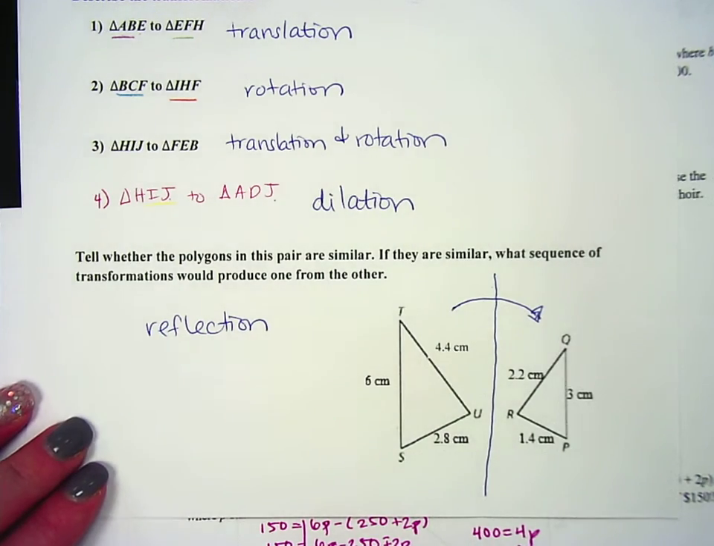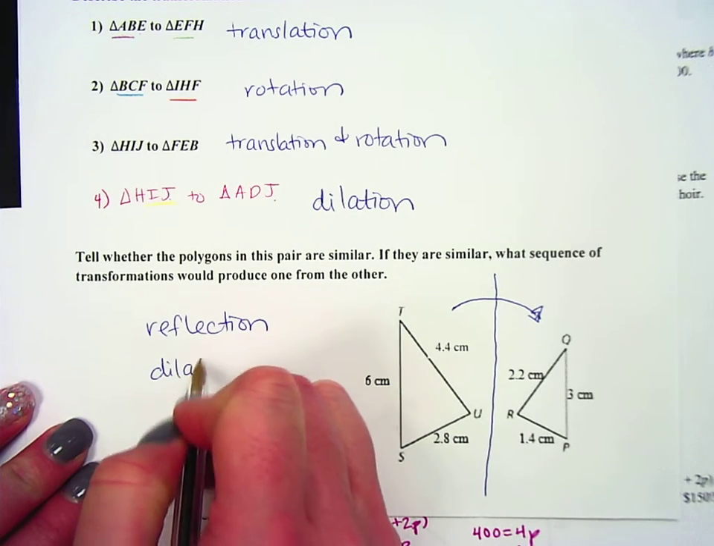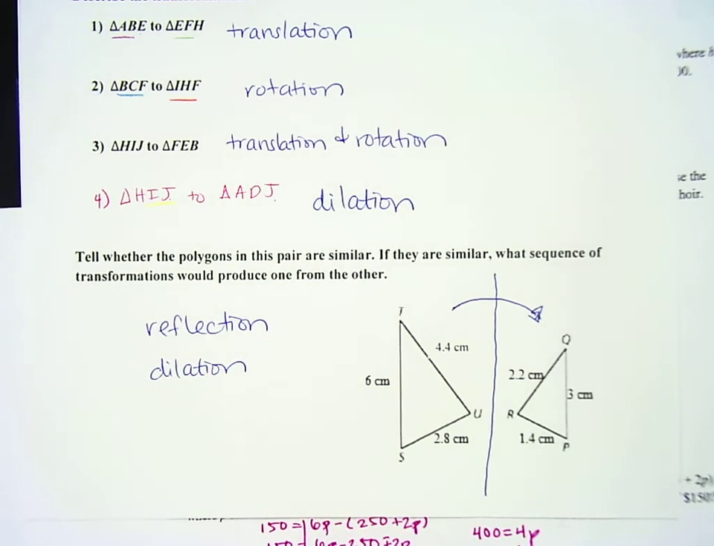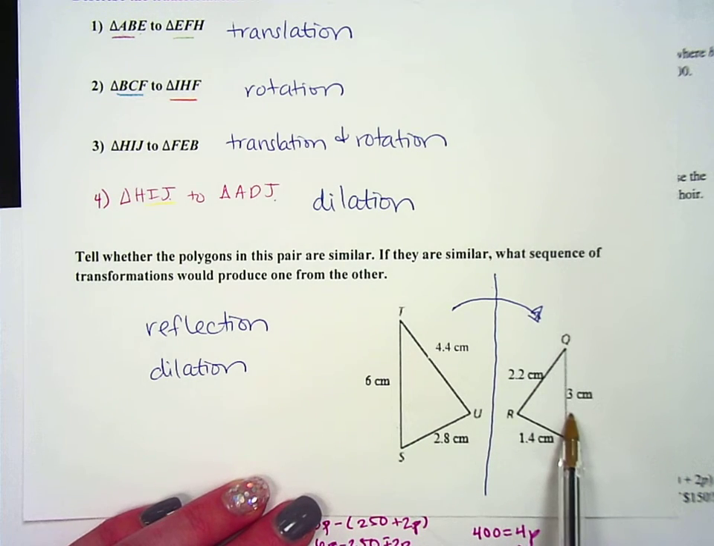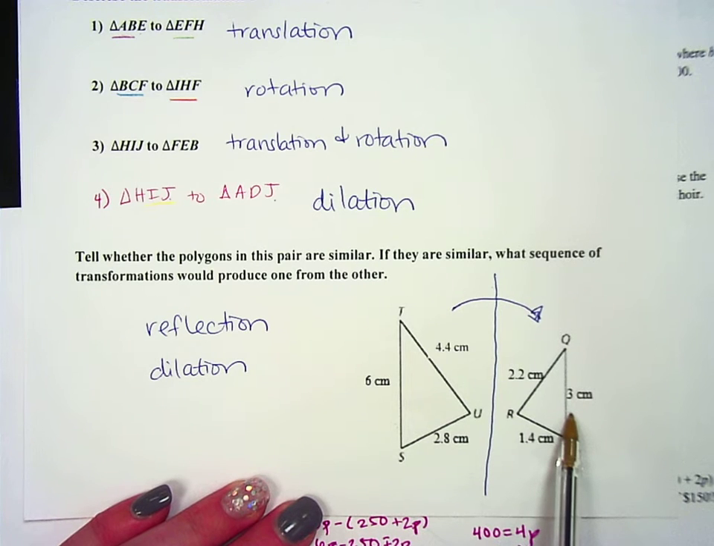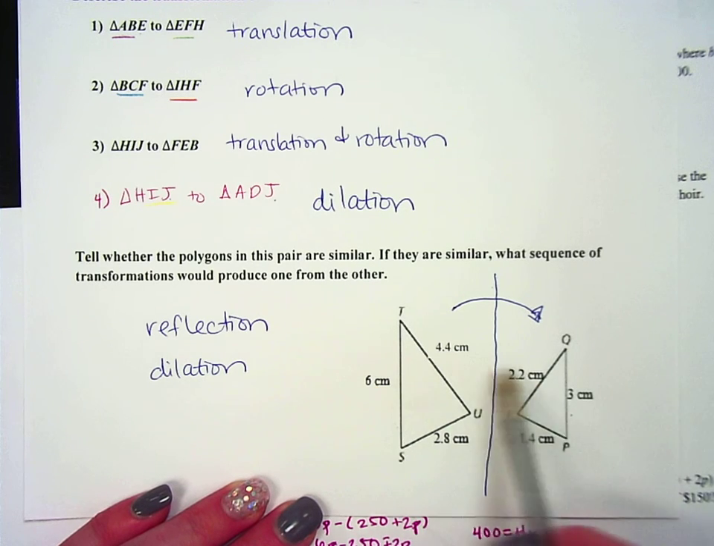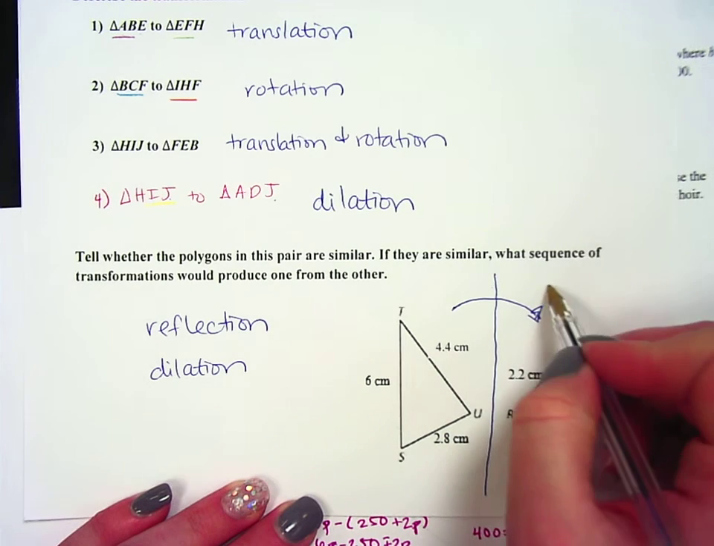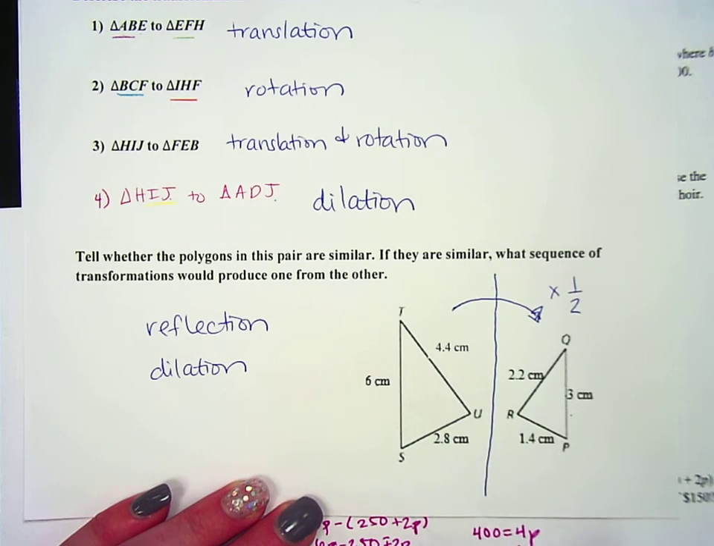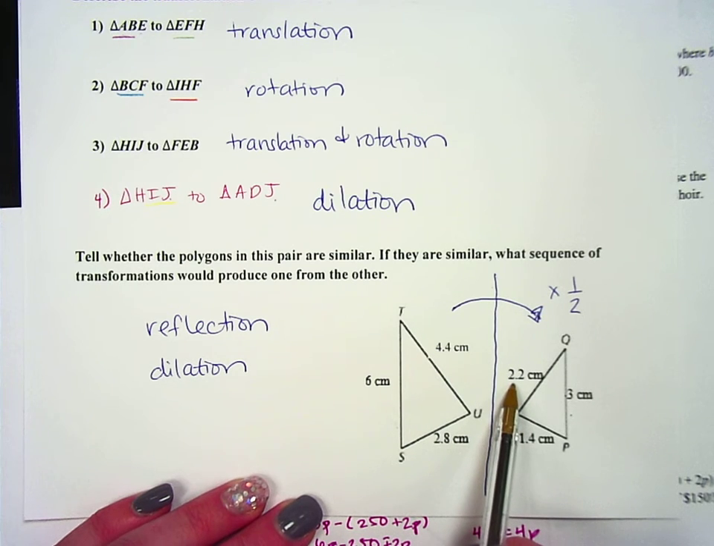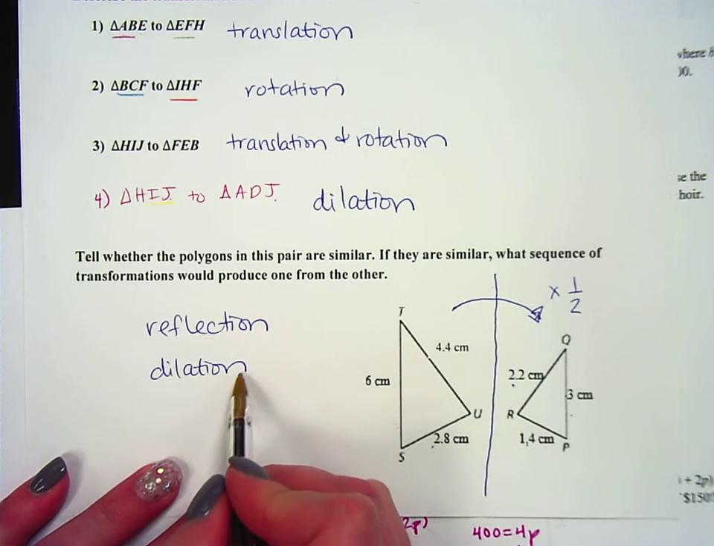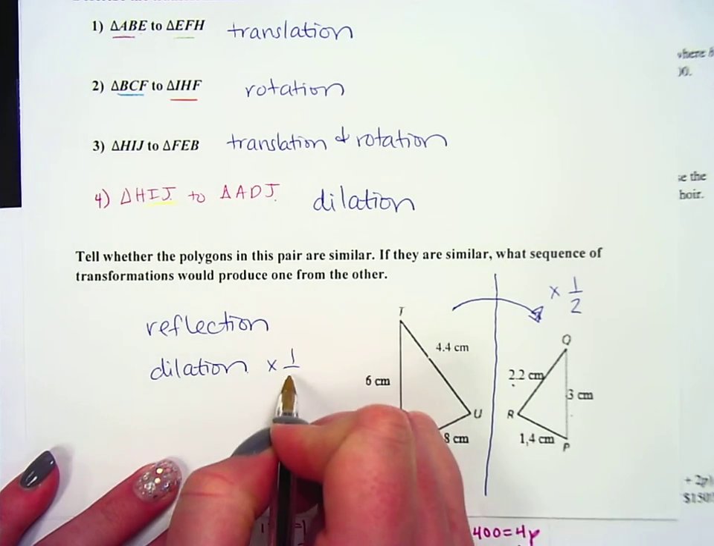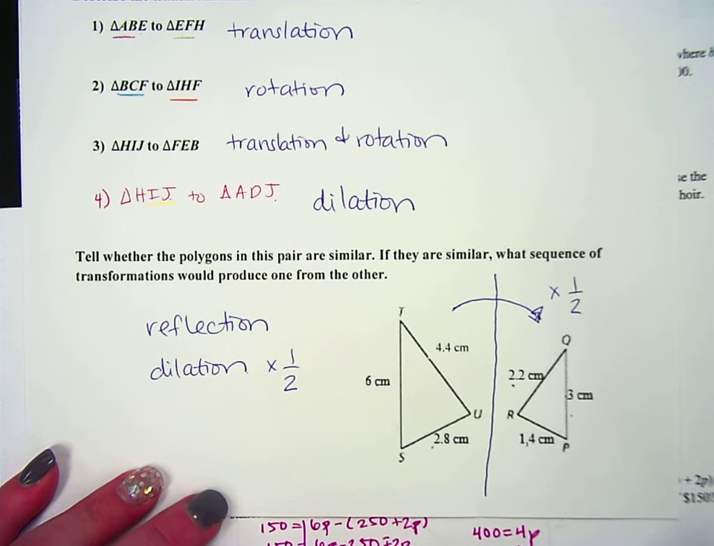But then I need to double check. Do I still have a scale factor? In which case it would be a dilation. And then I'm also going to look at my angles. So we're starting with the idea that it's a reflection. It got flipped over. Is it a dilation? Did all my sides get multiplied by the same thing? Well, if I'm going from 6 to 3, that's going to actually make it smaller. We're going to say take it times 1/2. From 4.4 to 2.2, that's also half as big. From 2.8 to 1.4, that's also half as big. So yes, this is a dilation. My scale factor is 1/2. Everything got shrunk. And it was a reflection because it got flipped over.